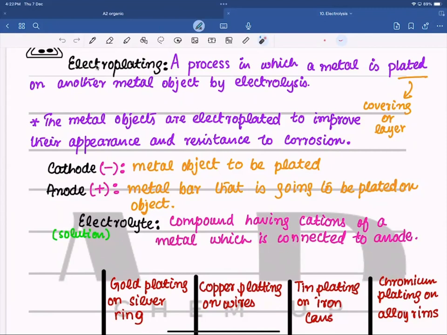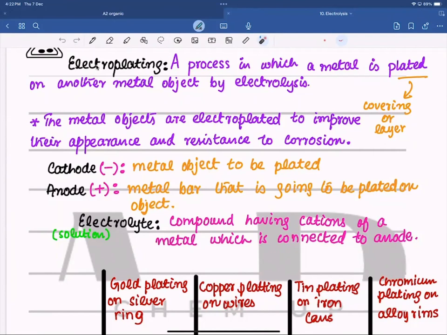Okay, so the basic purpose of the electroplating is to plate one metal on another metal, and the objective of this is two things. One, to make its appearance better, and the other one to protect it. So these are the two purposes. That's why we do the electroplating. After the electroplating, the object appears more attractive, and the other objective is that it gets protected. Is this clear? Yes.